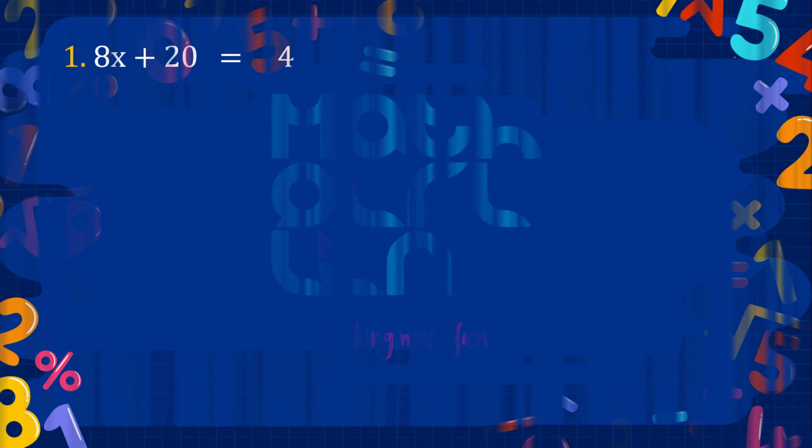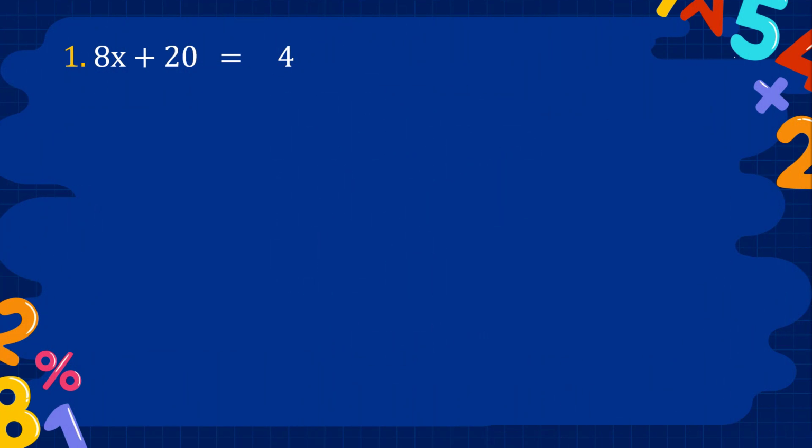Question 1. 8x plus 20 equals 4. First, we get rid of the 20. In this question, we have a plus 20. So what we do is minus 20. Plus 20 and minus 20 cancel each other out.